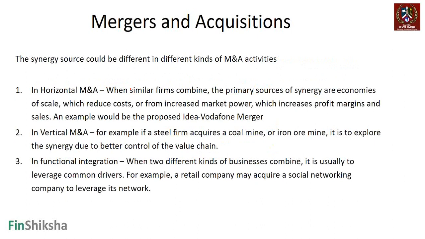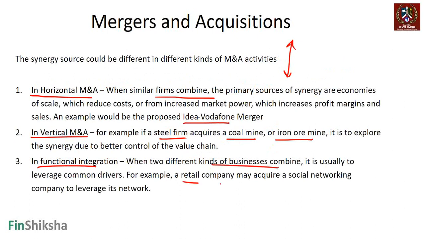Now, what kind of M&A exists? Horizontal M&A, where similar firms combine, right? Idea Vodafone, for example. Vertical M&A, where you are picking up a company in the value chain. So a steel firm acquiring a coal mine, which is a raw material, or an iron ore mine, which is a raw material. So you're acquiring in a vertical sense, essentially, right? Functional integration, different kinds of businesses. For example, a retail company might acquire a social network company, right? Now they might have similar drivers and they might be expecting some utilization.